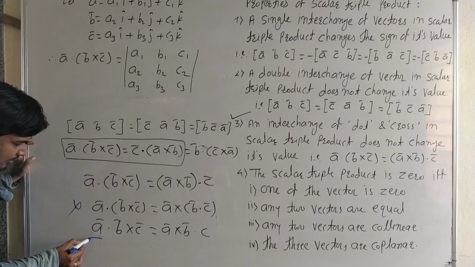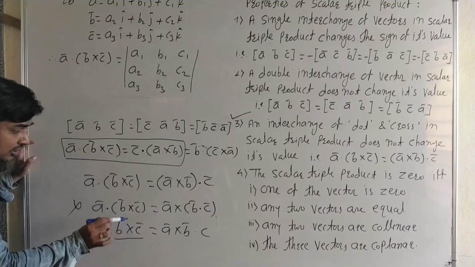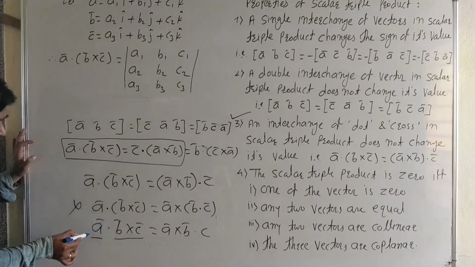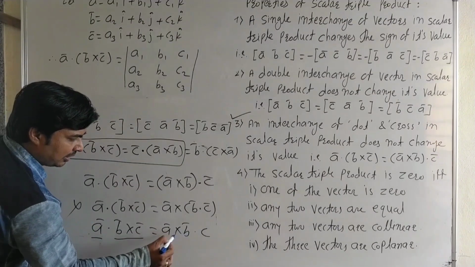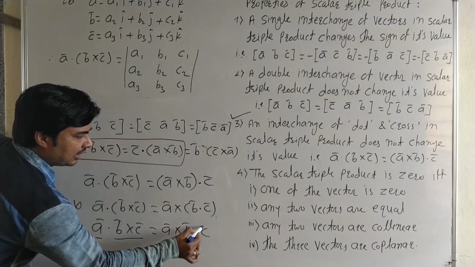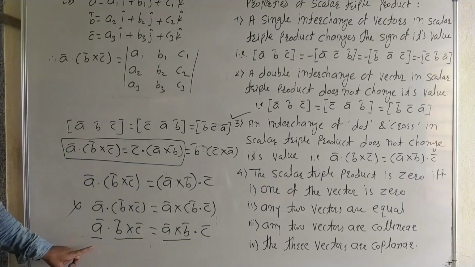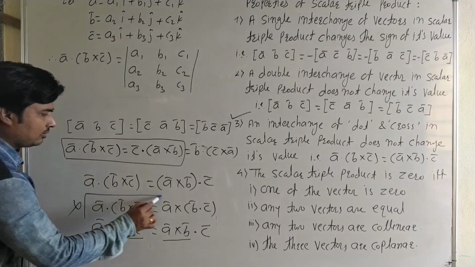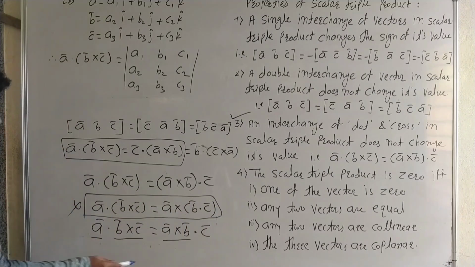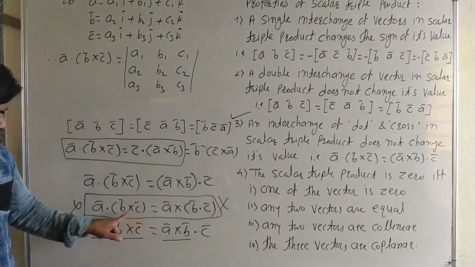That means it is a first vector and it is a second vector. Cross product is a vector and dot, it is a vector. Then a bar cross b bar, it is a cross product, is a vector, and then dot product of c bar. Okay, here this is wrong. See carefully. Okay, it is wrong.